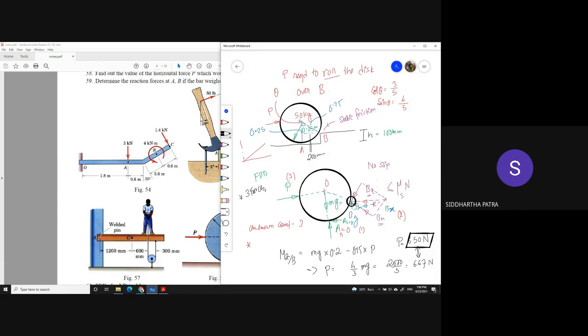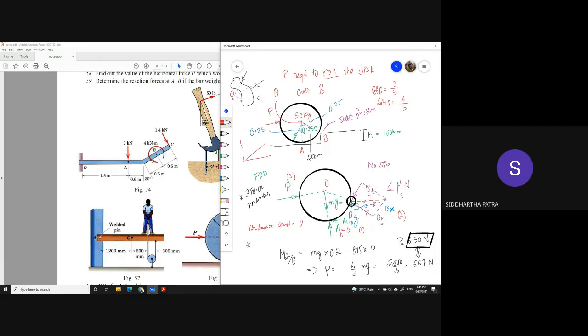If there are three forces on a given rigid body, and two of them intersect, let's say this is the rigid body and there are three forces, maybe two of them intersect outside of the geometry, but they do intersect somewhere, let's call it O.